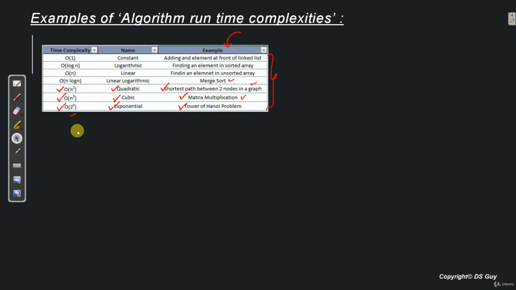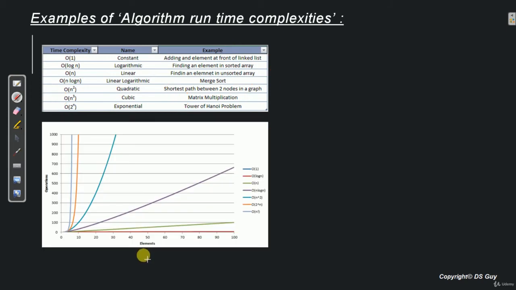Fine. So now let's see how all these 7 time complexities look if plotted on a graph. This will give us a very fair idea about which complexity requires how much time. Now here we have a graph. On the x-axis we have elements, which is nothing but the number of inputs provided to the algorithm, whereas on the y-axis we have operations performed by that algorithm. So as we can see, order of 1 is a constant time complexity, hence it does not depend on the number of elements. Hence we don't see it in this graph.